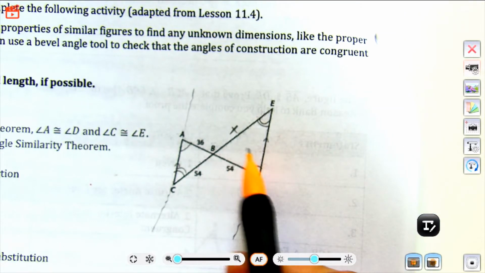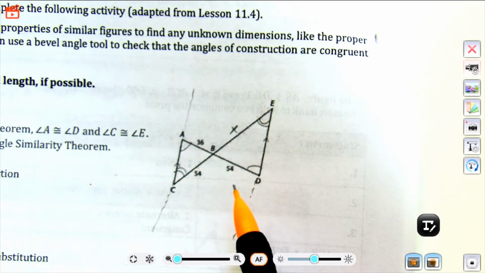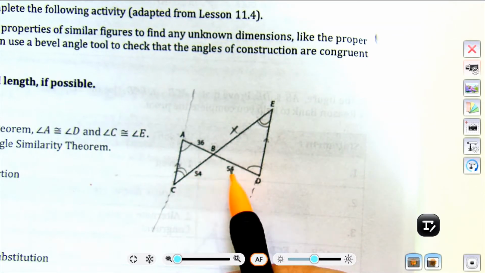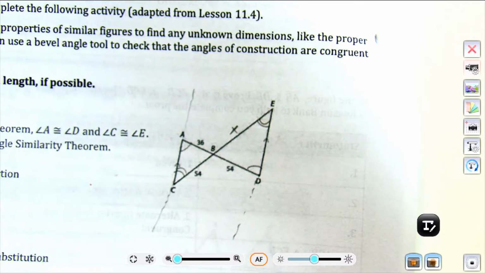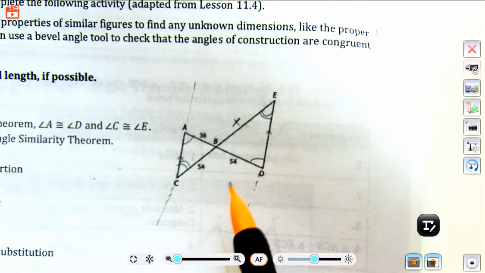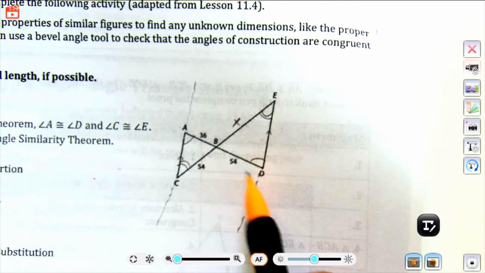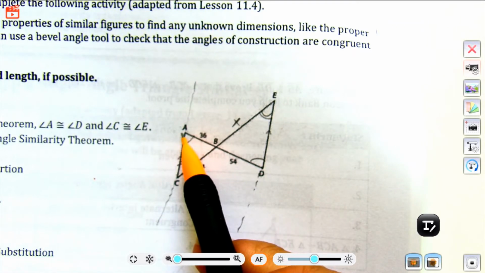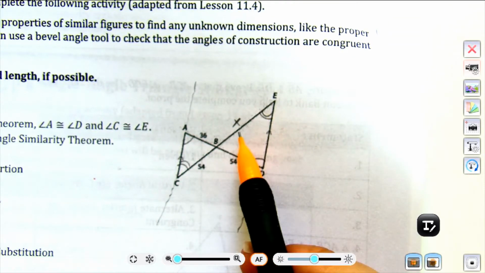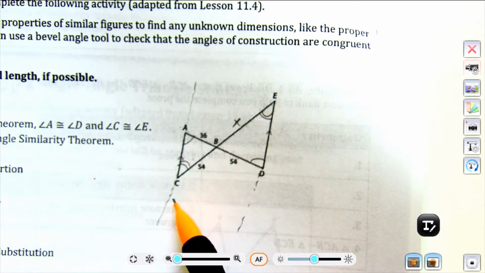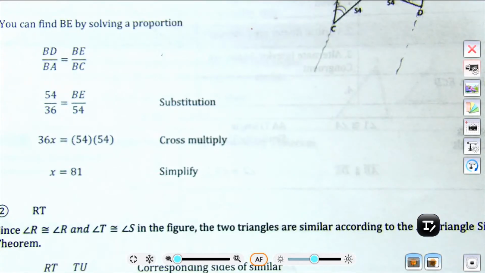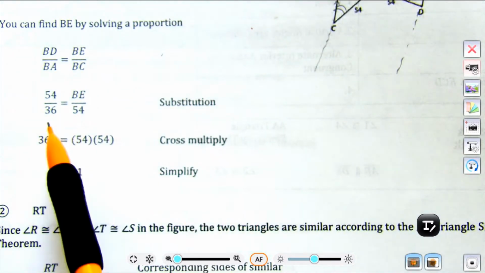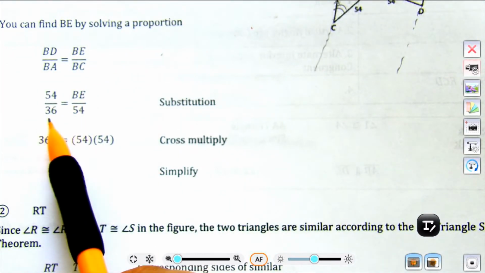So now that we know they're similar, we could solve this problem by creating a proportion, because remember, when we're solving for sides of similar figures, we create proportions. So the proportion that we're going to be creating, we want to say BD, so this side, over BA is equal to BE over BC. And if we look at the proportion they created, we substitute 54 over 36 equals BE over 54.